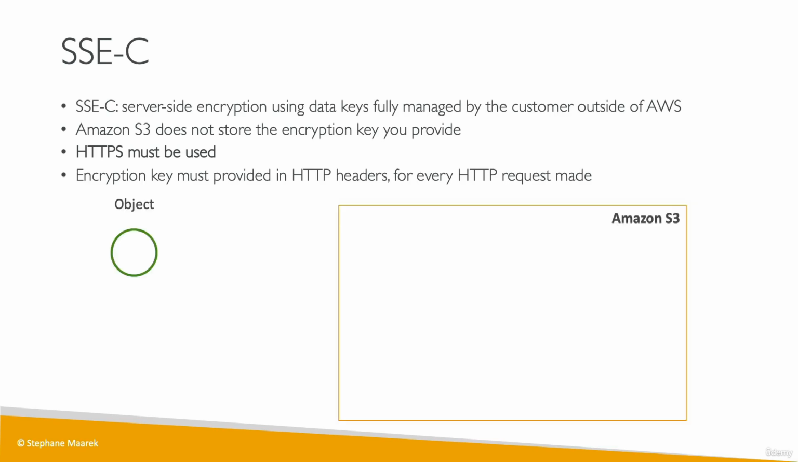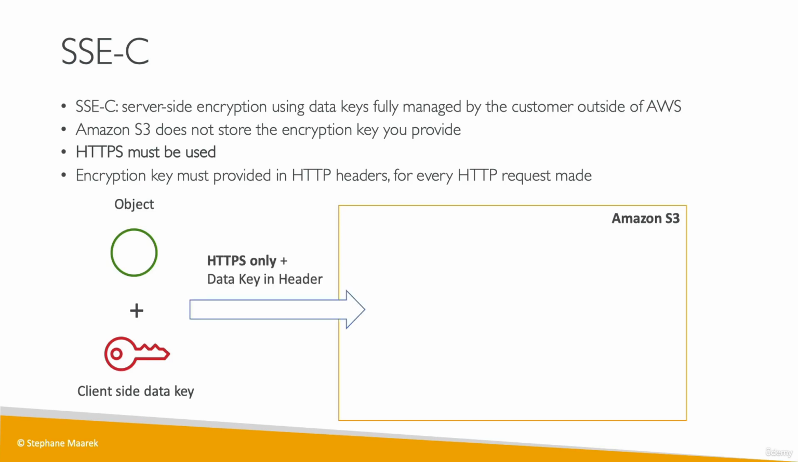So we have the object and we want to have it encrypted in Amazon S3, but we want to provide ourselves the client-side data key to perform the encryption. So we send both these things over HTTPS, so it's an encrypted connection between you, the client, and Amazon S3, and the data key is in the header.